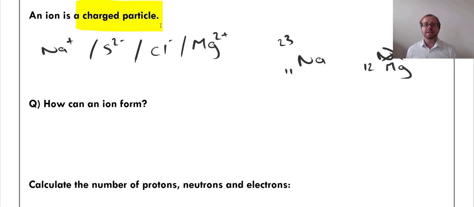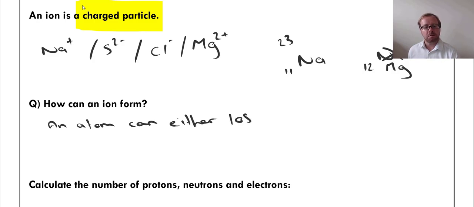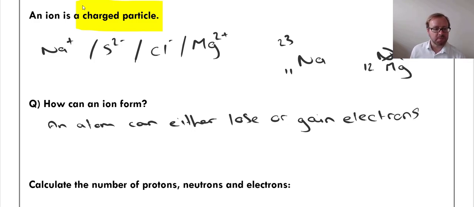So we can't add protons to change a charge, which means the only thing that we're left with is that an atom can either lose or gain electrons. Now let's take our previous example of sodium.